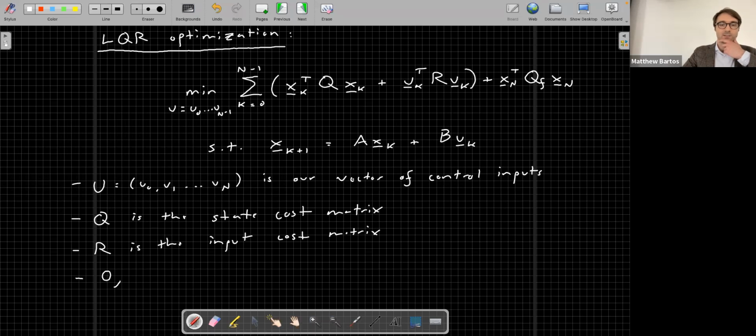And QF is the final state cost matrix. So let's go through each of these.